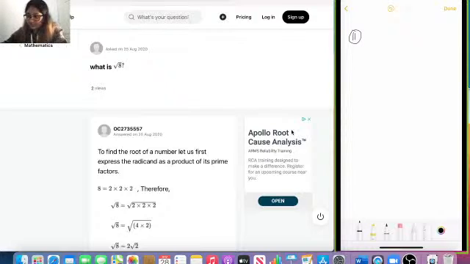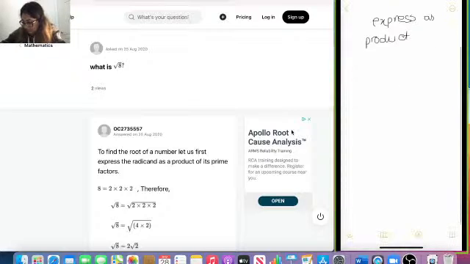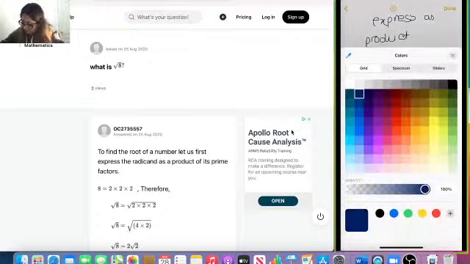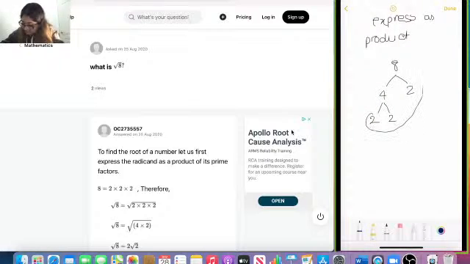Okay, so now our next question says, what is the square root of 8? To find the root of a number, we have to first express it as a product. So let's express 8 as a product. You know 8 is divisible by 2, and you have 4 times 2, and you can further divide 4 by 2, and you have 2 times 2. So our prime factors are three 2's in this case.